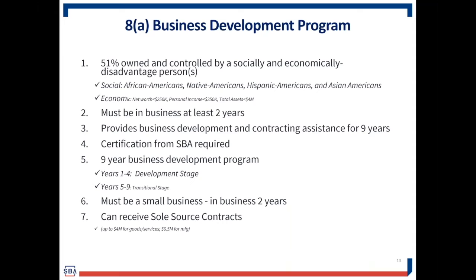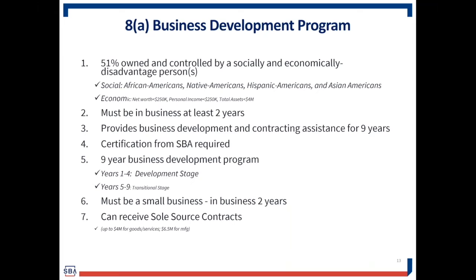Now, again, when we do this class for the whole hour just on the 8(a) program, we'll talk more about what it means to be socially and economically disadvantaged. I have a couple of bullets there. And ownership and control is also very important to not only this program, but all of our certifications. So we would get more heavily into that. But if you are a member of one of those categories, you would be socially disadvantaged, and then your economic disadvantage is based on your net worth, your personal income, and your total assets. And we get a little bit more into what that means as well in the program.